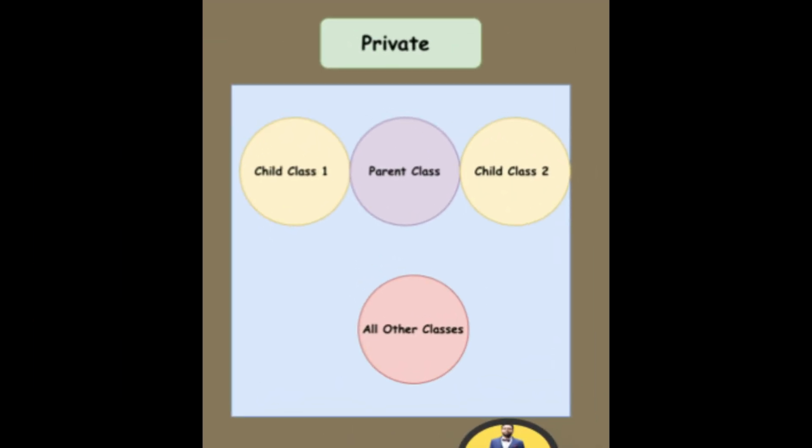Private is a lot stricter. In case you define some attribute or behavior in the parent class and mark it as private, then you cannot use it even in the child classes, nor can you use it in other classes. So this is the encapsulation concept.